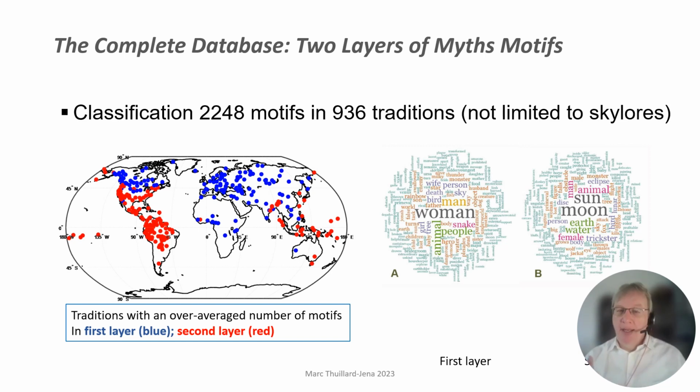What we see is that you have two layers of myth in the world overlapping, but being predominant in one region. So in blue, you have the first layer of motifs that are predominant in Eurasia and the northern part of North America. In red, you have the motifs that are predominant in South America, the southern part of North America, and a region in Southeast Asia centered on New Guinea. What is interesting, the topics in the motifs are also different. In the first layer, the blue one, there are many motifs about woman, about man. In the second layer, the red one, you have many motifs about the sun and the moon. And it brings us again to the sky.